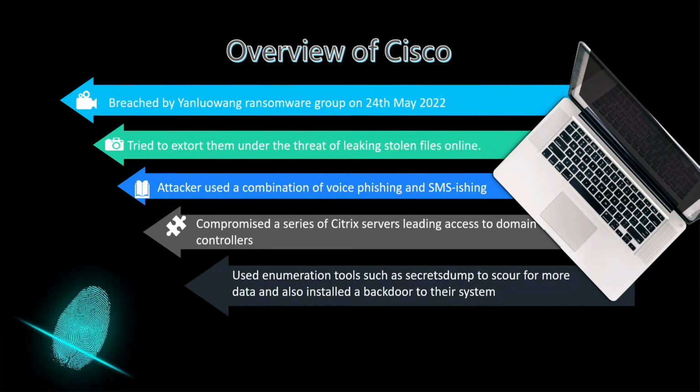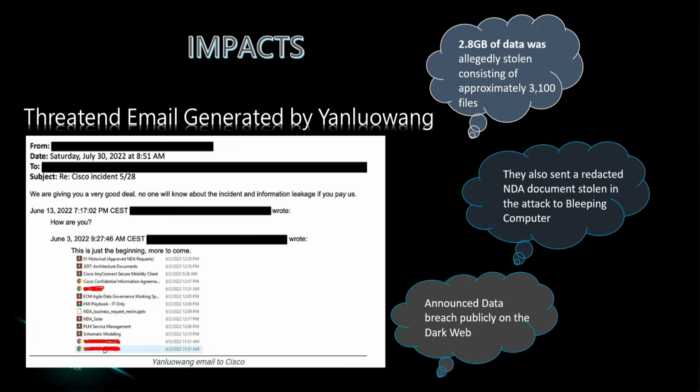Let us have a brief overview of Cisco. There was a Cisco data breach which was done using an MFA fatigue attack, and it was breached by the Yanluowang ransomware group on 24th May 2022. Attackers used a combination of voice phishing, and they compromised a series of Citrix servers, gaining access to domain controllers by using different tools such as secretsdump, and they actually installed a backdoor to their system as well.